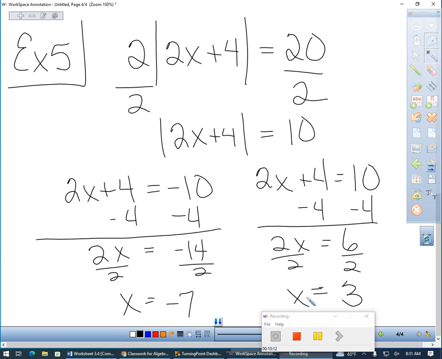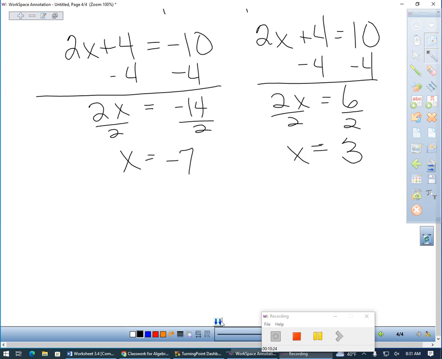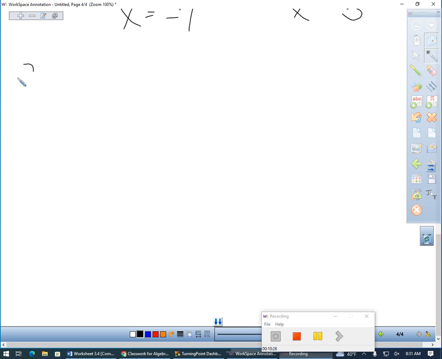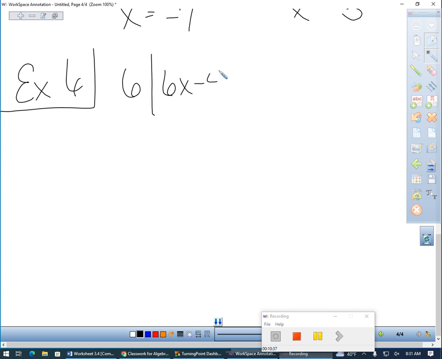Any questions? All right, so I want 2 more quick examples. One a little bit longer, and then one really, really fast one. And that's it. So example number 6. I got to put it all together, because you have a couple where it's all put together. Say I have 6 times the absolute value of 6x minus 4 plus 1 is equal to 13.